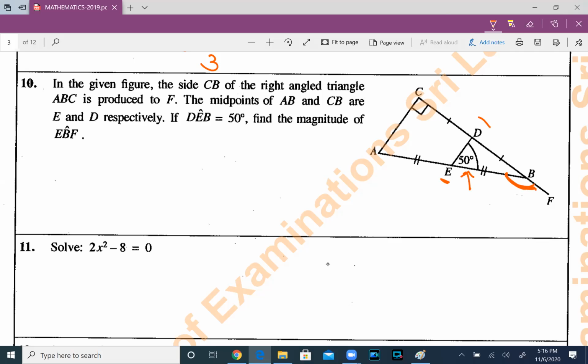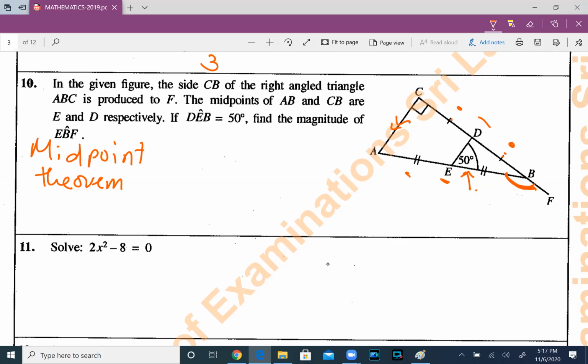According to what they have told you, these two are midpoints and this is a line joining the midpoints of two sides. According to the midpoint theorem, the line joining the midpoints of two sides is parallel to the third side and half of that third side, that is what we know from the midpoint theorem. If you don't know the midpoint theorem, you can go through it.